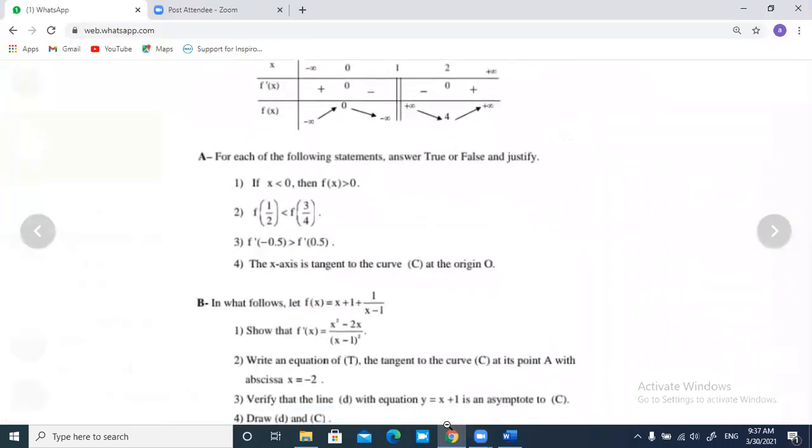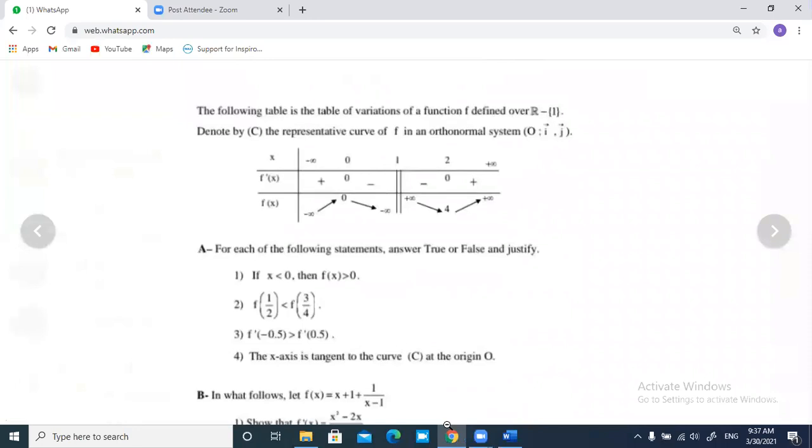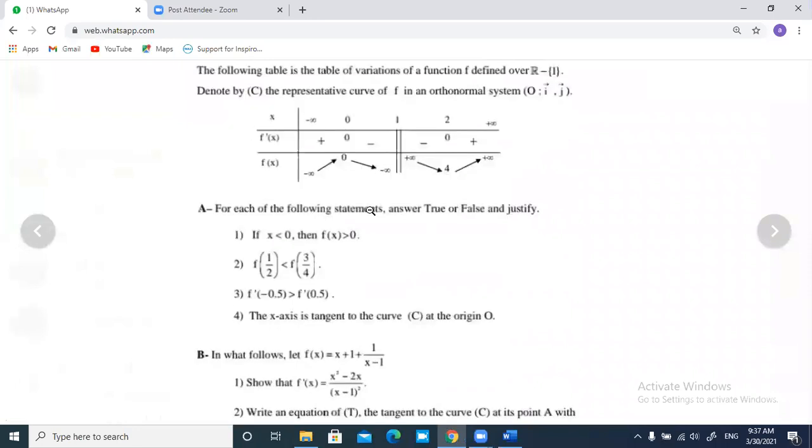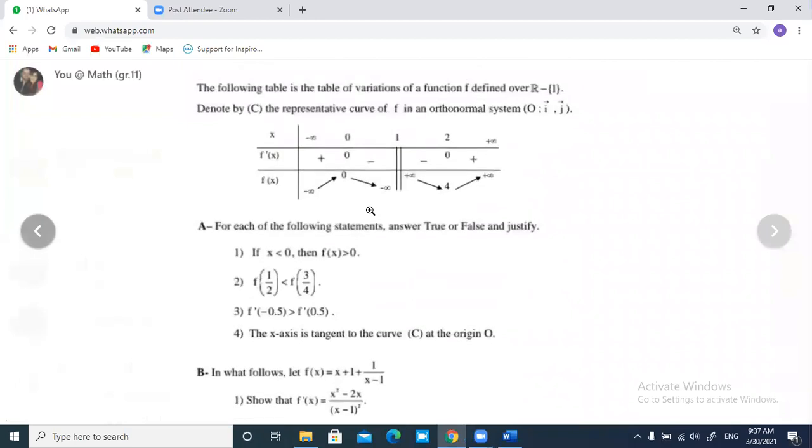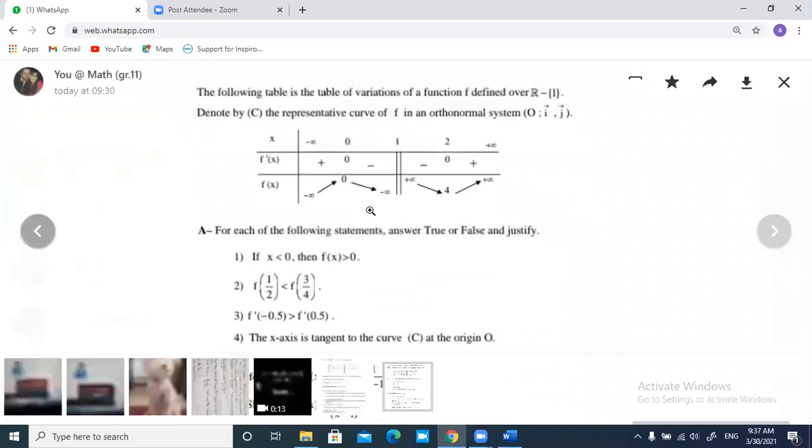In this exercise, the table of variations is given of a function f, defined on R except minus 1 or except 1. And here you are given the table of variations: positive, negative, negative, positive, increasing, decreasing, and you're decreasing then increasing at 1, of course shaded. So I just want you to solve these four.